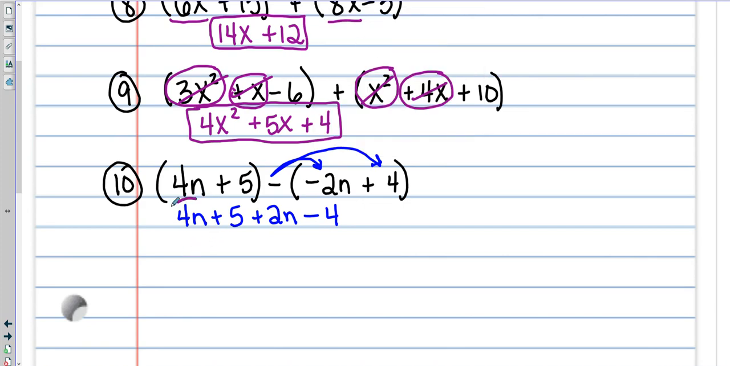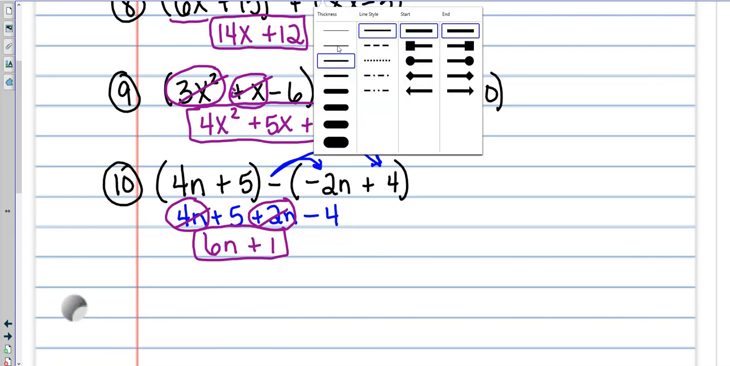So I notice here I have 4n, and I can combine it with 2n. So 4 plus 2 is 6. So I have 6n. And then I'm going to take care of the constants. I have 5 minus 4, which gives me 1. I can't simplify it anymore, so this is it. My answer is 6n plus 1.